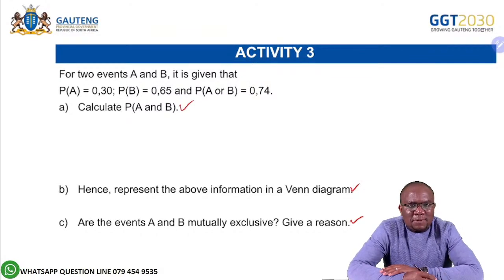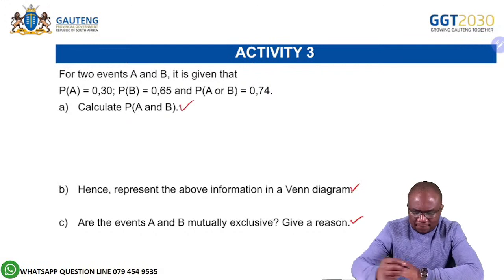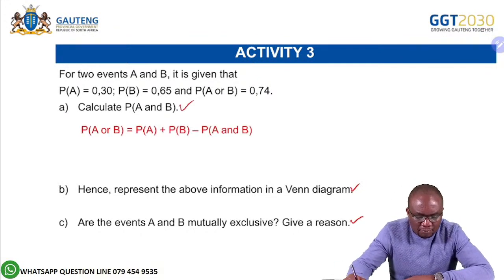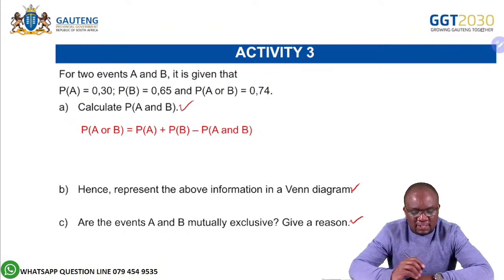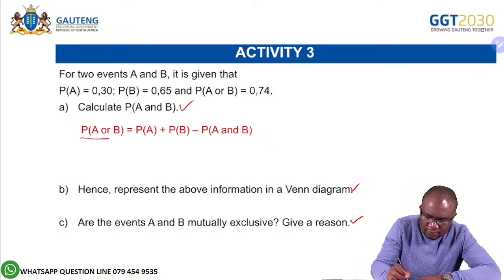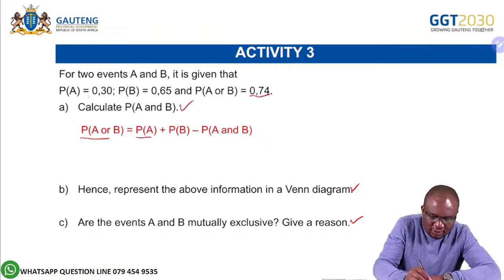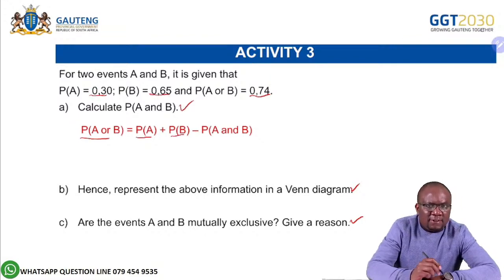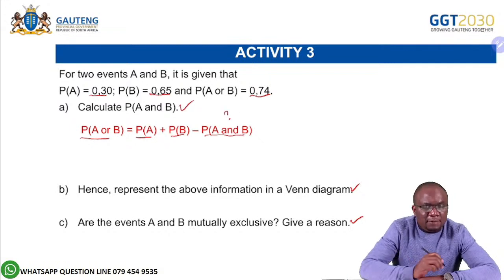Welcome back. Did you manage to get the answers? Let's mark our work. So what do we start with? We have our addition rule. Probability of A or B is equal to probability of A plus probability of B minus probability of A and B. Let's substitute what we are given, isn't it? We are given this 0.74 there. We are given this 0.30. We are given this 0.65. Then we're going to find our probability of A and B.